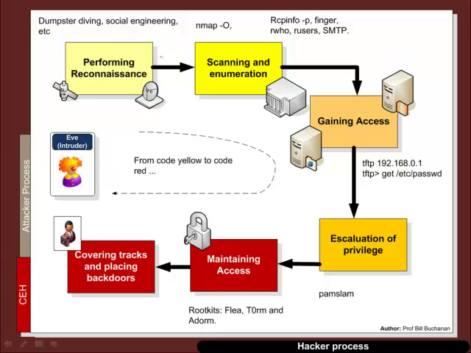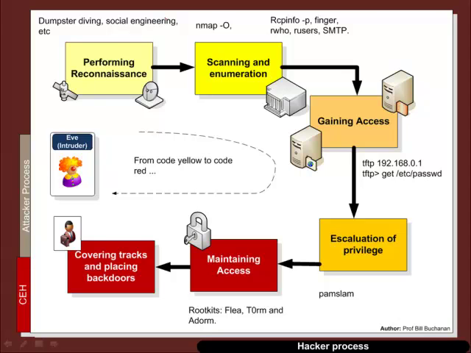So some of the tools that we see are similar to what we've seen in other of the units. So in the basic 6 stages for performing reconnaissance, we see things like dumpster diving, social engineering, and so on. For scanning and enumeration, we see nmap -O, and with RPC, -p, finger, rwho, rusers, and SMTP it can be used to enumerate the devices.